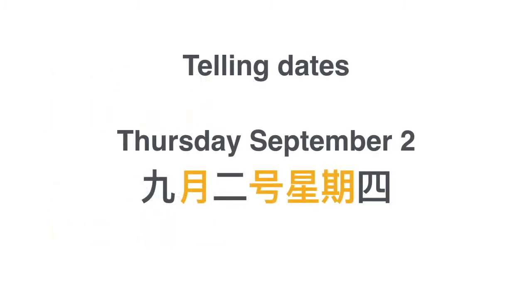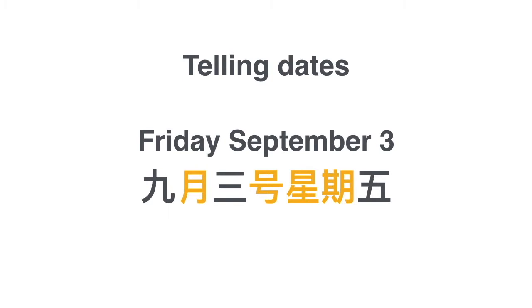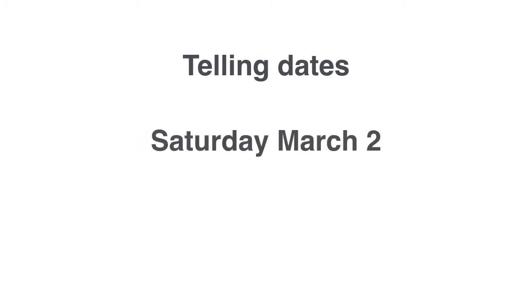Here are some examples on how to say dates. Thursday, September 2nd. So first we say 9th month, 9月, then second day, 2号. Then the fourth day of the week, 星期四, 9月2号, 星期四, September 2nd, Thursday. Friday, September 3rd. First you say 9th month, third day, and then week 5. 9月3号, 星期五, 9月3号, 星期五.